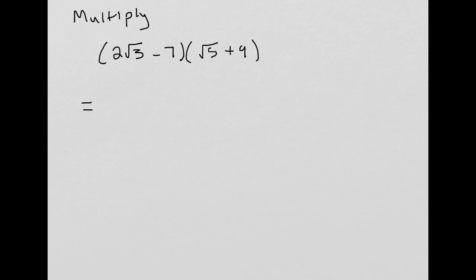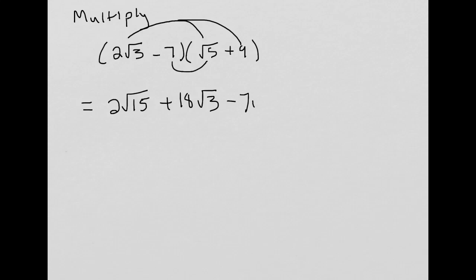Okay, so here we go. First step is I need to distribute this 2 root 3 all the way through the second group. So 2 root 3 times root 5 is going to give me 2 root 15. Remember, multiply outside numbers with other outside numbers, inside numbers with other inside numbers. 2 root 3 times 9 is going to be plus 18 root 3. And then I've got minus 7 times root 5 is just going to be minus 7 root 5. And then minus 7 times 9 is going to give me minus 63.